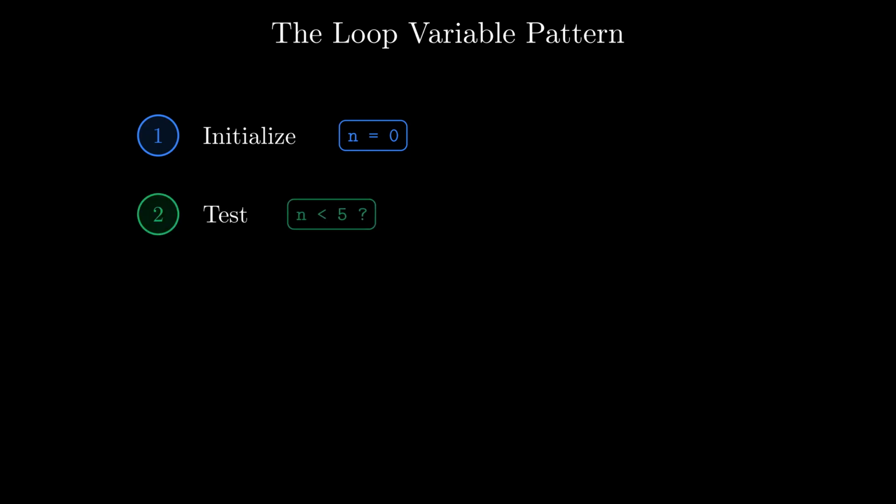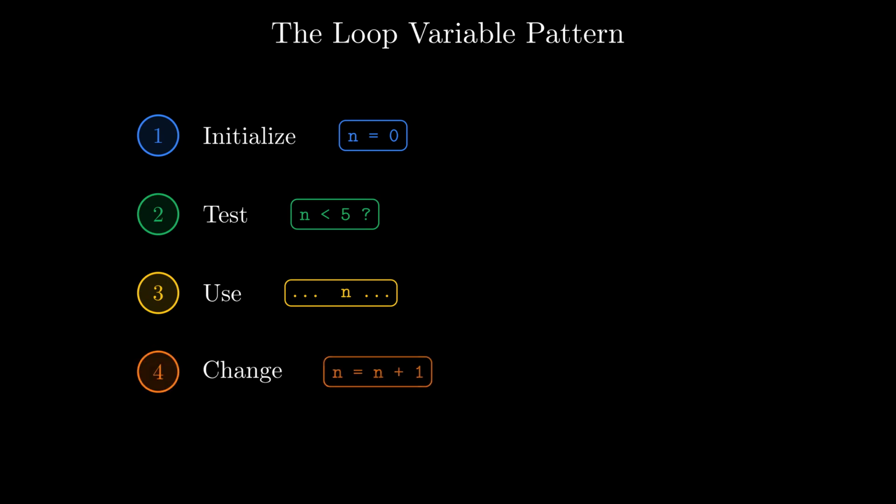The loop variable pattern has 4 parts. First, initialize a variable before the loop starts. Second, test that variable in the while condition. Third, use the variable inside the loop body. Fourth, change the variable each iteration so the condition eventually becomes false. These 4 steps, initialize, test, use, change, form the backbone of every well-behaved while loop.